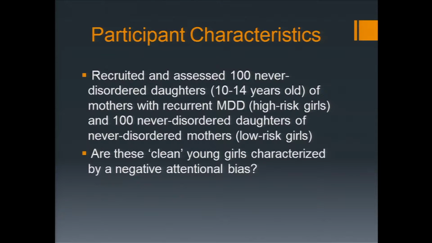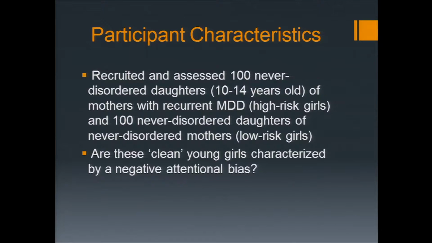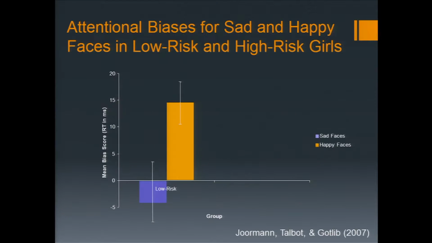One is, are these diagnostically clean? That is, these girls have not yet had any psychiatric disorder. Are they also characterized by the same kind of negative cognitive bias that depressed adults demonstrate? And second, for the SOBC project, the question to us was, what are the neural mechanisms that underlie these biases, if they're there? So first, are they there?